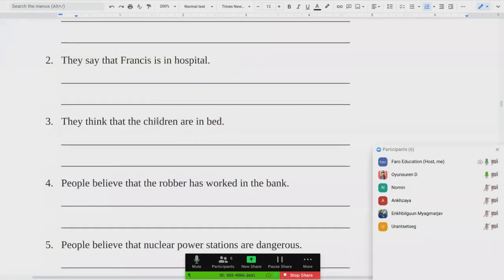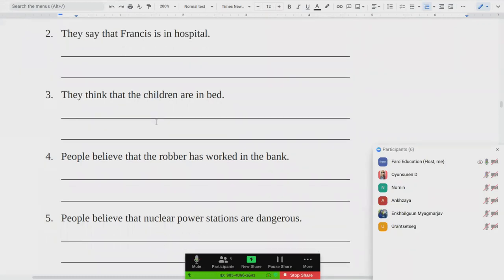Next one, number 2. They say that Francis is in hospital. It is said that Francis is in hospital. Yes, good. Personal: Francis is said to be in hospital. Very good.